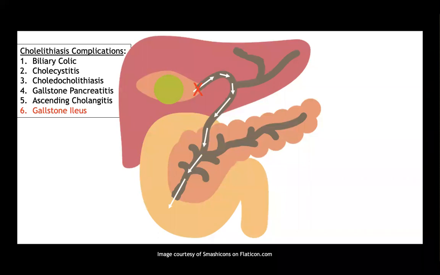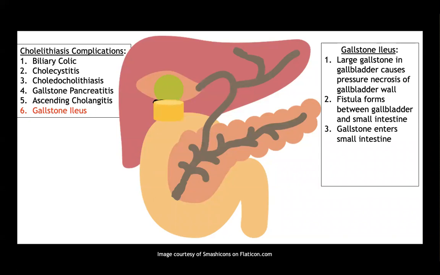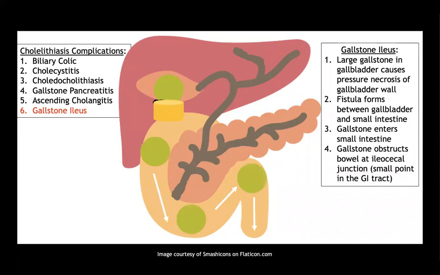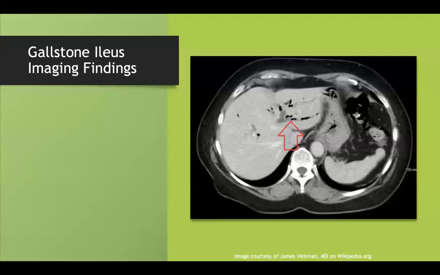So it's just going to sit in your gallbladder, and over time, it's going to cause pressure necrosis of that wall. Once that necrosis has gone, then a fistula can actually form between the gallbladder and the small intestine, and that gallstone can enter the small intestine. And like I said, that gallstone will now travel down the small intestine until it reaches the ileocecal junction at the right lower quadrant. So you could see it here. Gallstone forms, it moves along the small intestine and makes it to the ileocecal junction before it gets stopped.